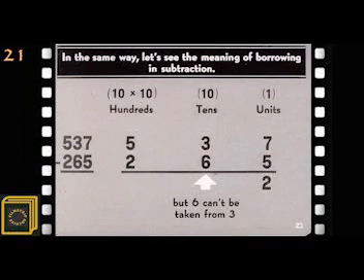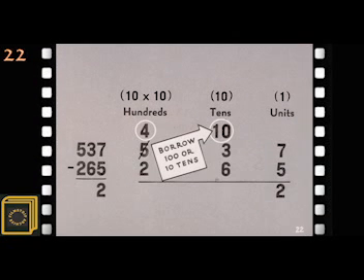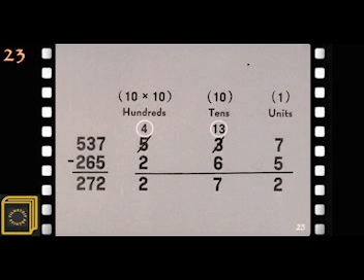In the same way, let's see the meaning of borrowing in subtraction. In the tens column, 6 cannot be taken from 3. So in order to be able to subtract the tens column, we have to borrow 100 or 10 tens from the hundreds column. So now with one of the hundreds from the hundreds column moved into the tens column, we can subtract 13 minus 6 to get 7.